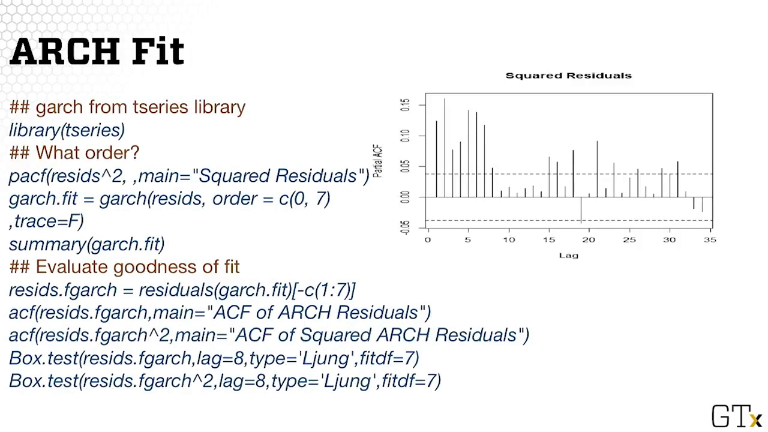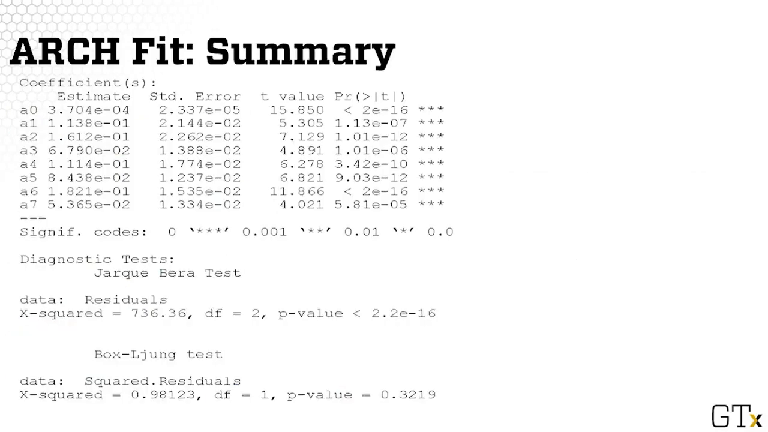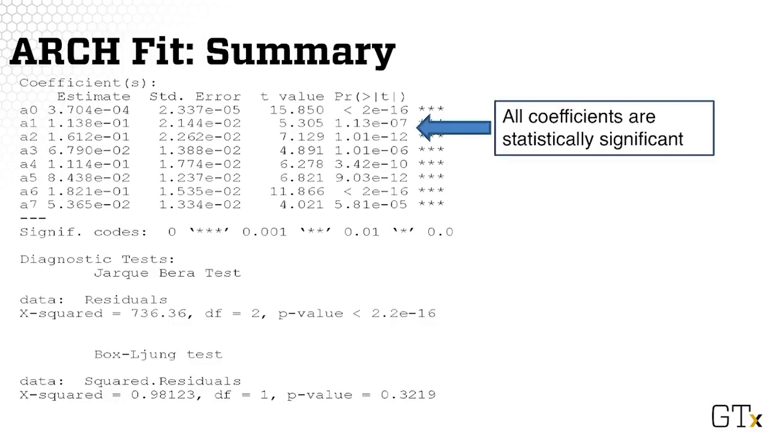The output of the ARCH fit is here. It is similar to that of an AR fit. The output provides the estimated AR coefficients along with inference on statistical significance of the AR coefficients. According to this output, all coefficients are statistically significant, hence an order of 7 is appropriate.